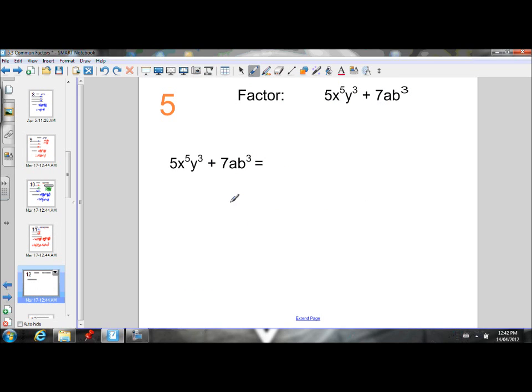Okay, now let's take a look at this one. Our first step is to find the greatest common factor of the coefficients, 5 and 7. That's just 1, so we can't common factor out any numbers. Now let's look at the variables. This one has an x and a y, this one has an a and a b. They don't share any variables, so we can't common factor out any variables. So we can't common factor anything from this polynomial. So this one we can't factor.